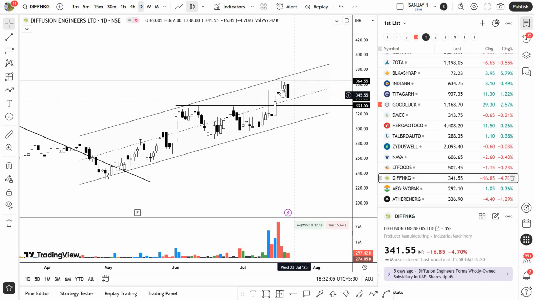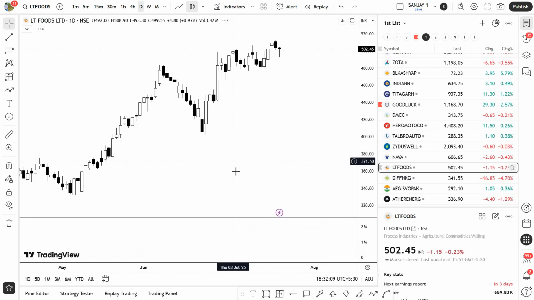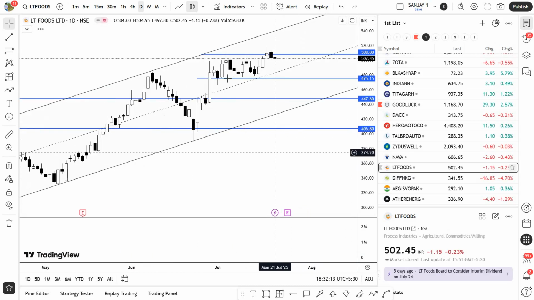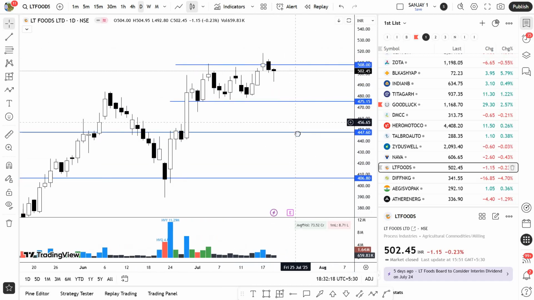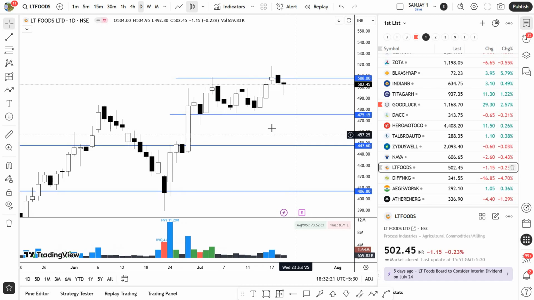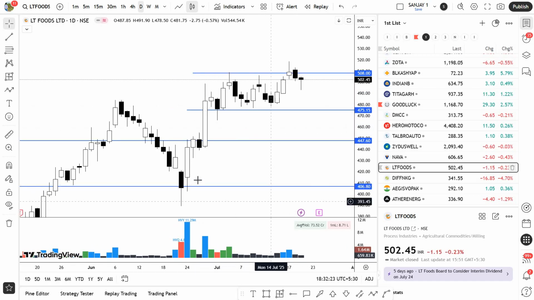Any base forming near this channel resistance is not going to sustain. You can see some more examples like this. So this is a very good base formed here in LT Foods. I have seen a lot of charts on X also, and the volume, as we see, on the down days should be very low like this. On up days the volume should spike. Okay, so you can see what a perfect range is forming up here, right?